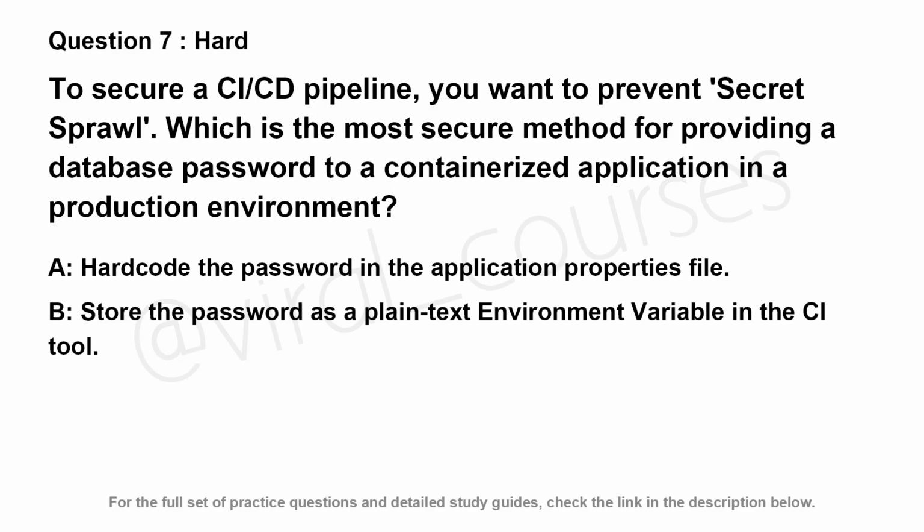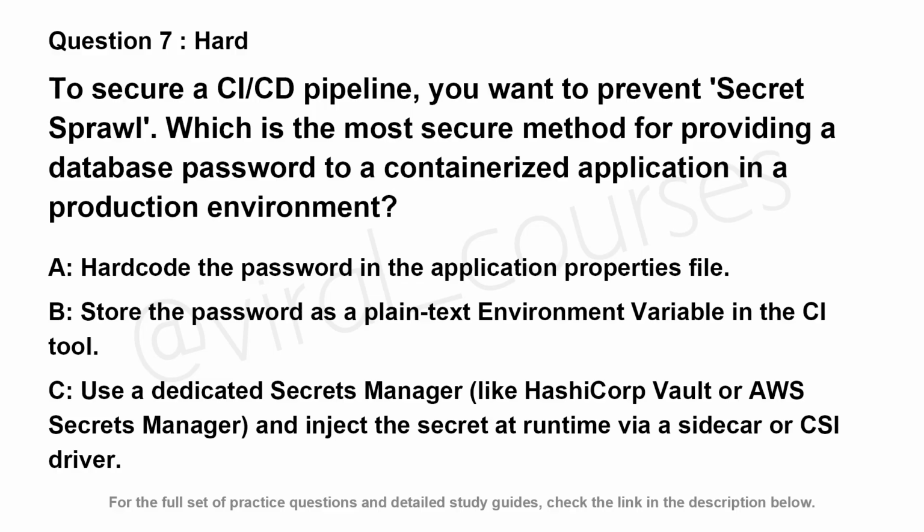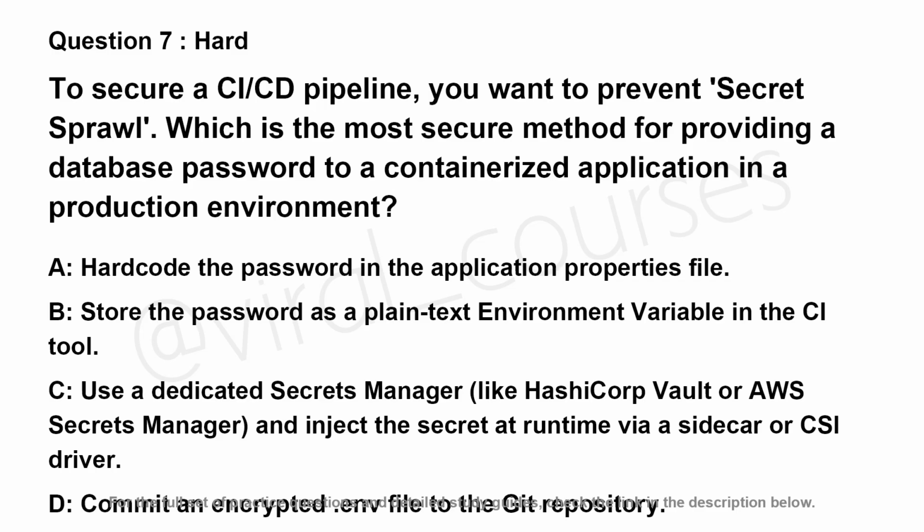Option C. Use a dedicated secrets manager, like HashiCorp Vault or AWS Secrets Manager, and inject the secret at runtime via a sidecar or CSI driver. Option D. Commit an encrypted .env file to the Git repository.